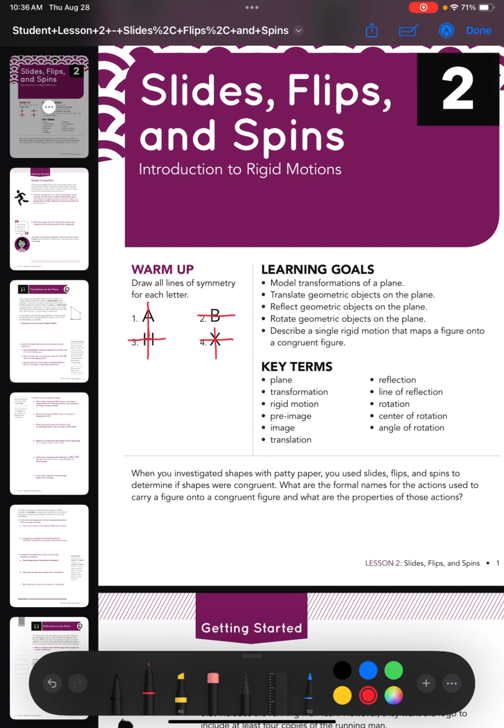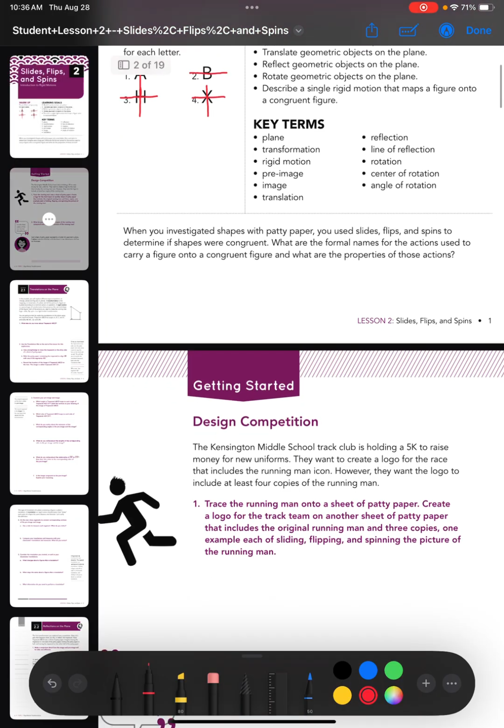So a lot of this lesson is going to be very hands-on, using patty paper to trace figures, rotate them, slide them. I'll do the best I can digitally here to give an idea of what you should be looking at and working with your hands with these different objects. So key terms: plane, transformation, rigid motion, pre-image, image, translation, reflection, line of reflection, rotation, center of rotation, and angle of rotation. We're going to talk about what all of those different things mean. Okay, moving on to the next page.